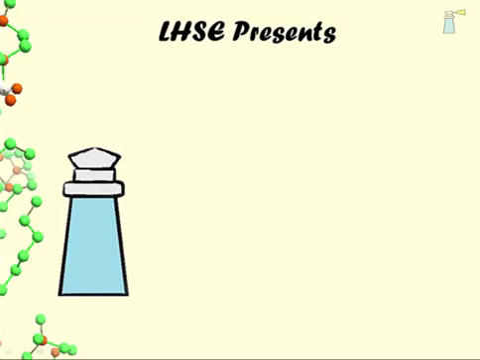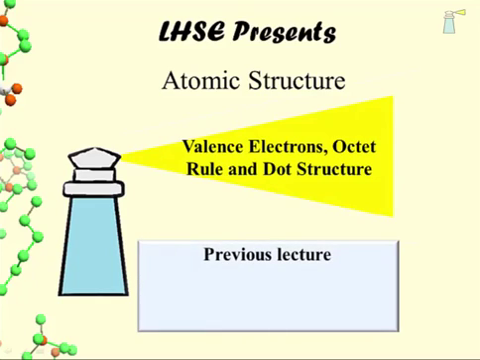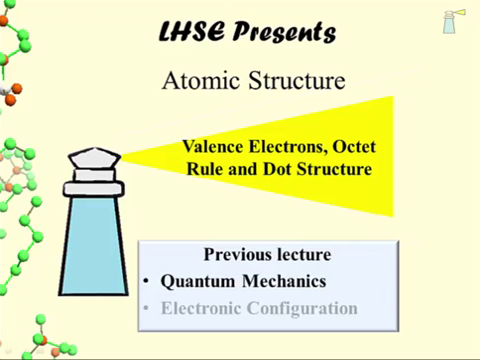Lighthouse Scientific Education presents a lecture in the Atomic Structure series. The topic: Valence Electrons, Octet Rule, and dot structure. Material in this lecture builds upon the previous lectures, quantum mechanics and electronic configurations.